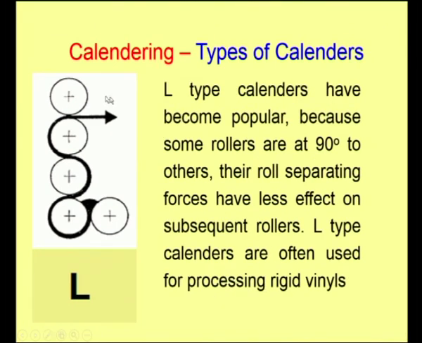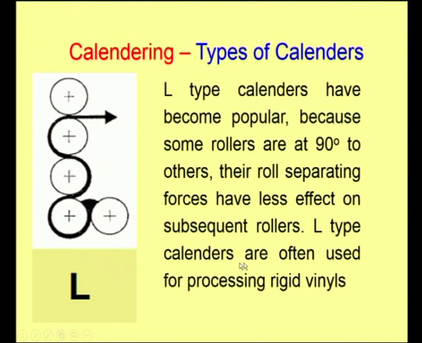Next one, the common one, is the L type calendar. It looks like L. Here you have 2 rolls, and then the other rolls are arranged at 90 degrees to these 2 rolls, and this is the way the polymeric melt will flow through. L type calendars have become popular because some of the rollers are at 90 degrees to others, that is these 3 rollers are at 90 degrees to these 2 rolls, and their roll separating forces have less effect on subsequent rollers. That is, the mechanical energy that is available at the different nips is well distributed.